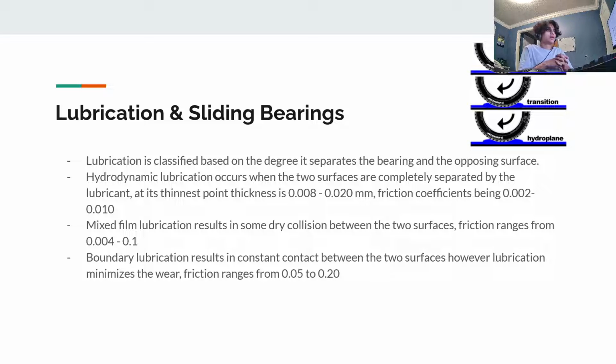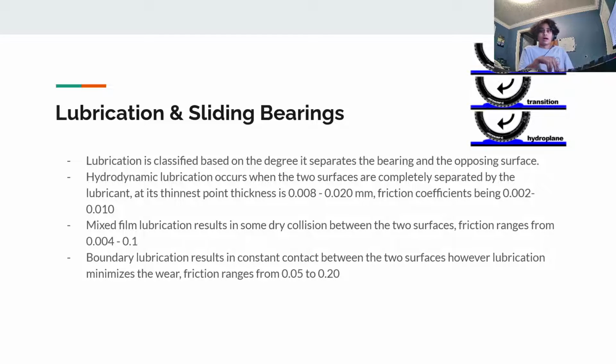Next up, we have mixed film lubrication, which results in some dry collision between the two surfaces, yet not as detrimental as boundary lubrication, which we'll get into in just a bit. And its friction ranges from 0.04 to 0.1.